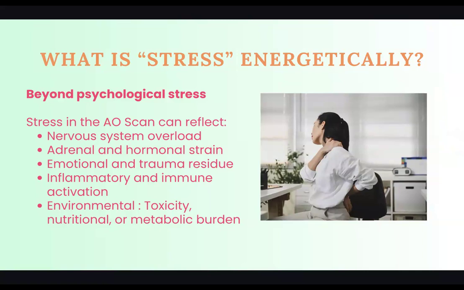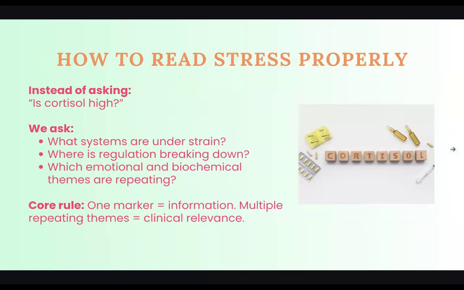Emotional and trauma residue. Now, we've got a beautiful tool that can show us that emotional stuff going on, don't we? So the inner voice. We've also got inflammatory and immune activation that can show us. Then we've got things like this environmental. So we've got toxicity, we've got nutritional, we've got metabolic burden. Okay. So these are all areas that we can be starting to look into to see personally what's happening with our stress levels, okay, and that for our client as well.